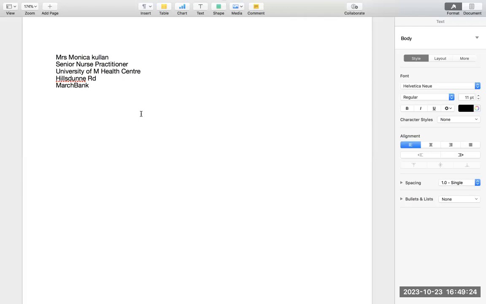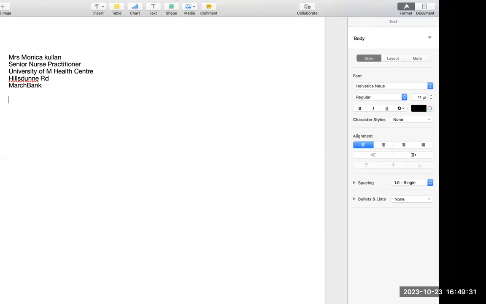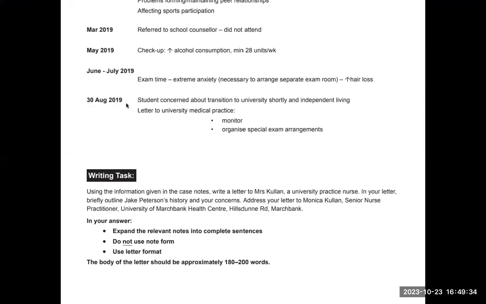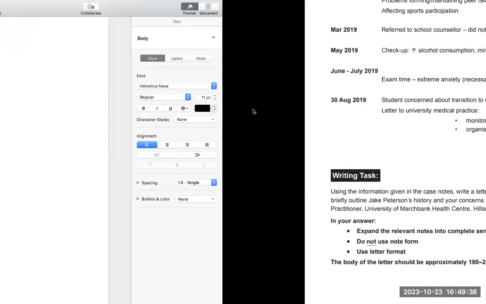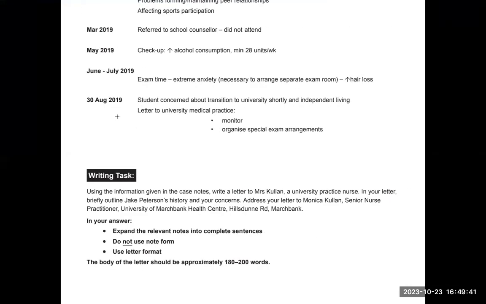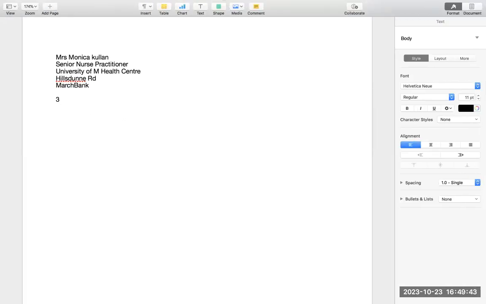Then you write about the next thing. Dear Mrs., no, first you write today's date. So I want to write today's date. What is today's date? 30th August. Today the student is concerned about transition to university and independent living. So okay, today's date is 30th August 2019. So I'm just telling you how to simply write your letter, and it would be much easier to write this way. Then you write, Dear Mrs. Cullen, and the K should be capital. I think by chance I have done it. Yeah, it should be capital.